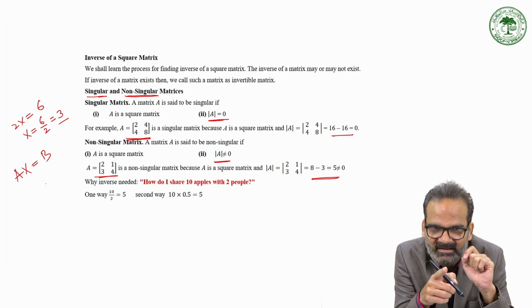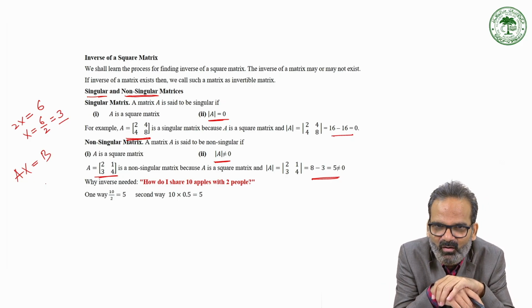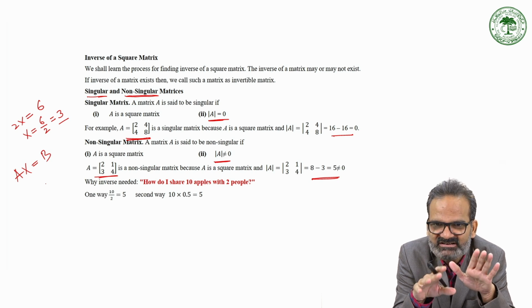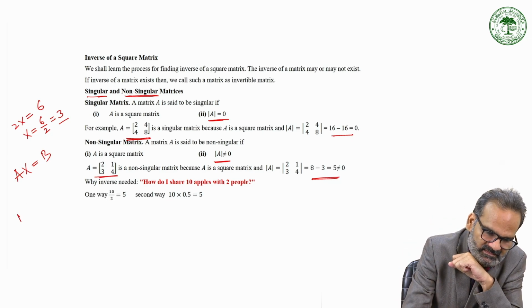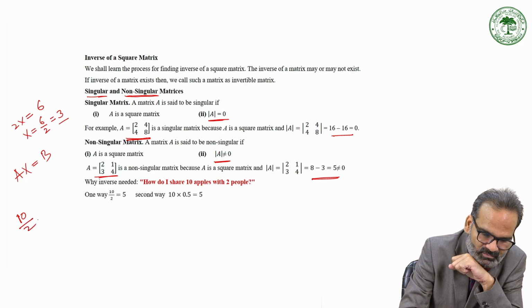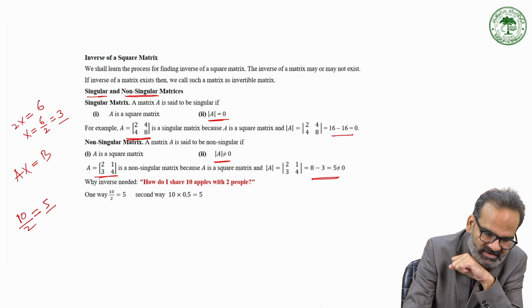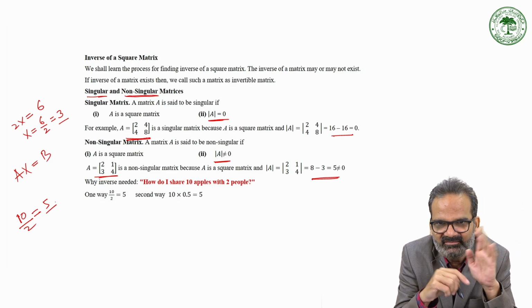For example, see here why inverse is needed. If I ask you, how do I share 10 apples with 2 people? There are two ways. One, there are 10 apples, divide by 2, because they are being shared by 2 people. This is 5. Each person will get 5, right?